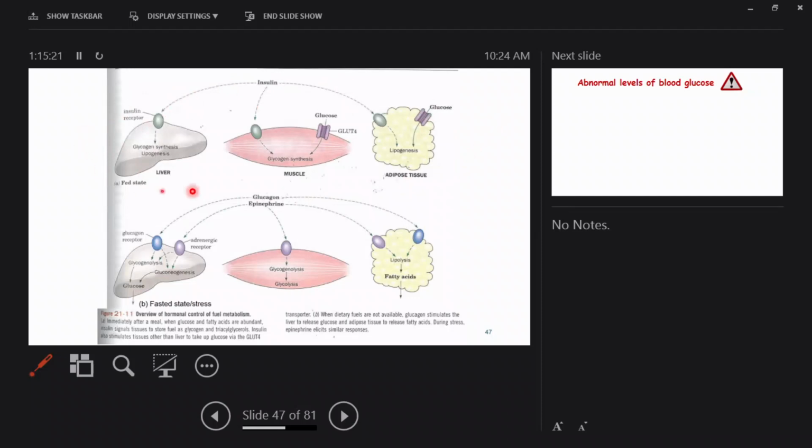Okay, so on the top hand side here, the fed state. We already ate. Glycogen synthesis, lipogenesis. We call these glycogen synthesis and lipogenesis, to generate fat cells, for energy storage. Insulin receptor. Insulin is also responsible for glycogen synthesis in muscle. GLUT4 takes glucose from the blood into the cells and stores it as glycogen. Insulin is also responsible for lipogenesis, generating fat tissue or adipocytes.